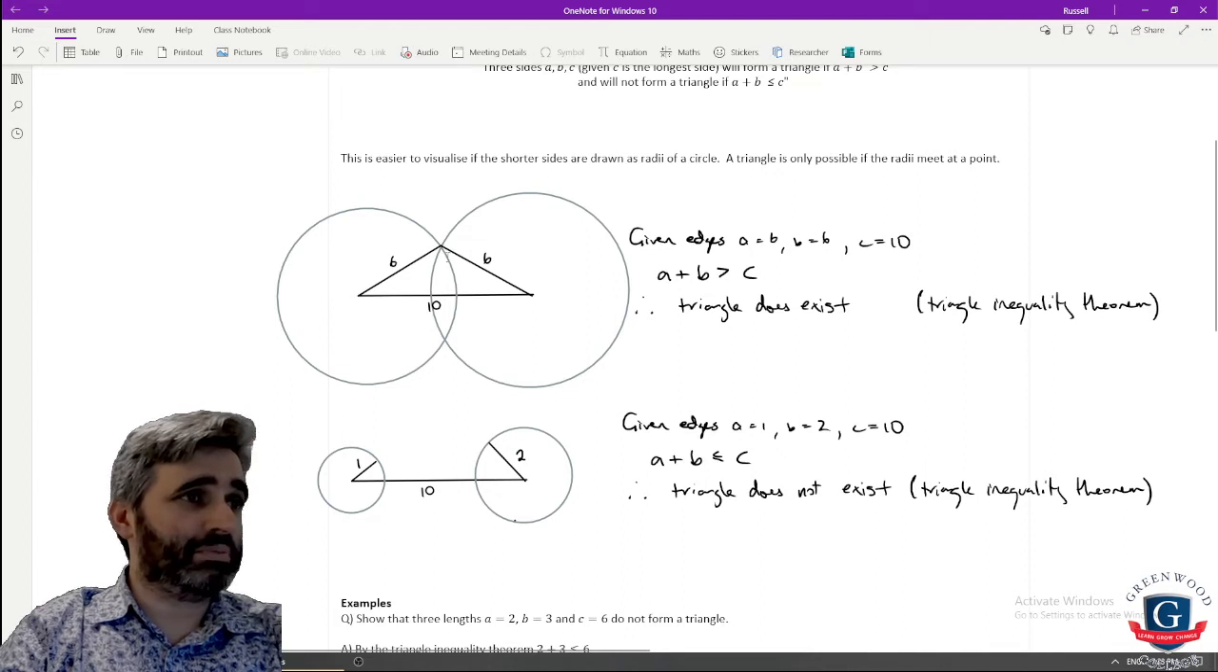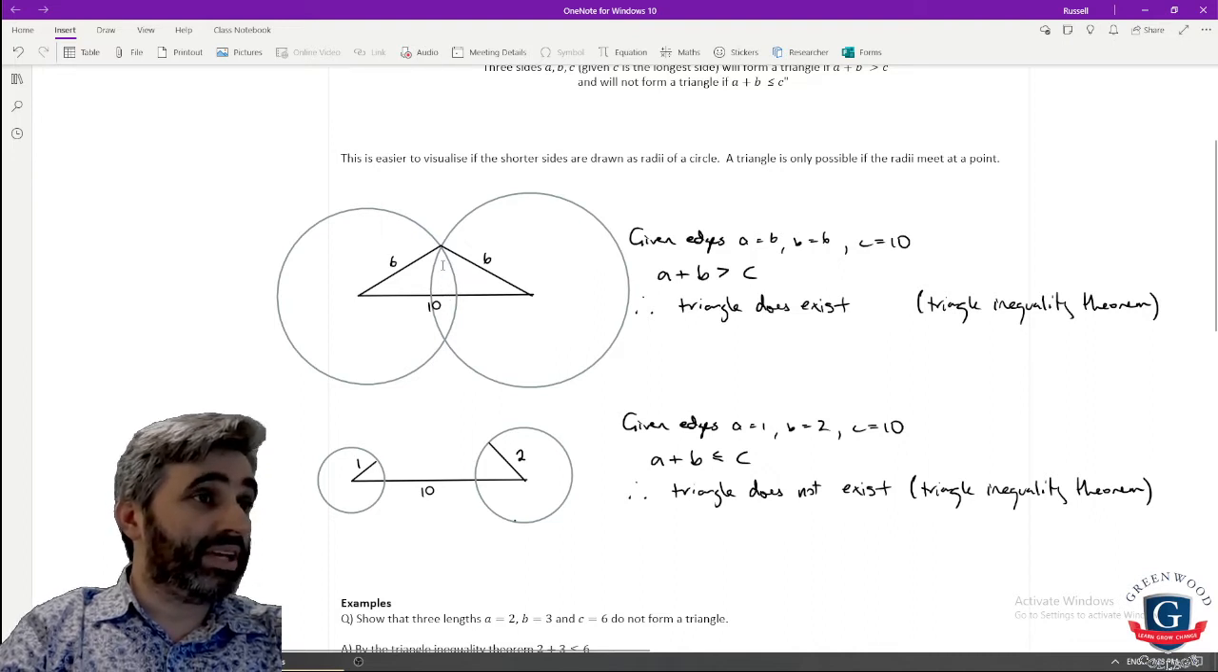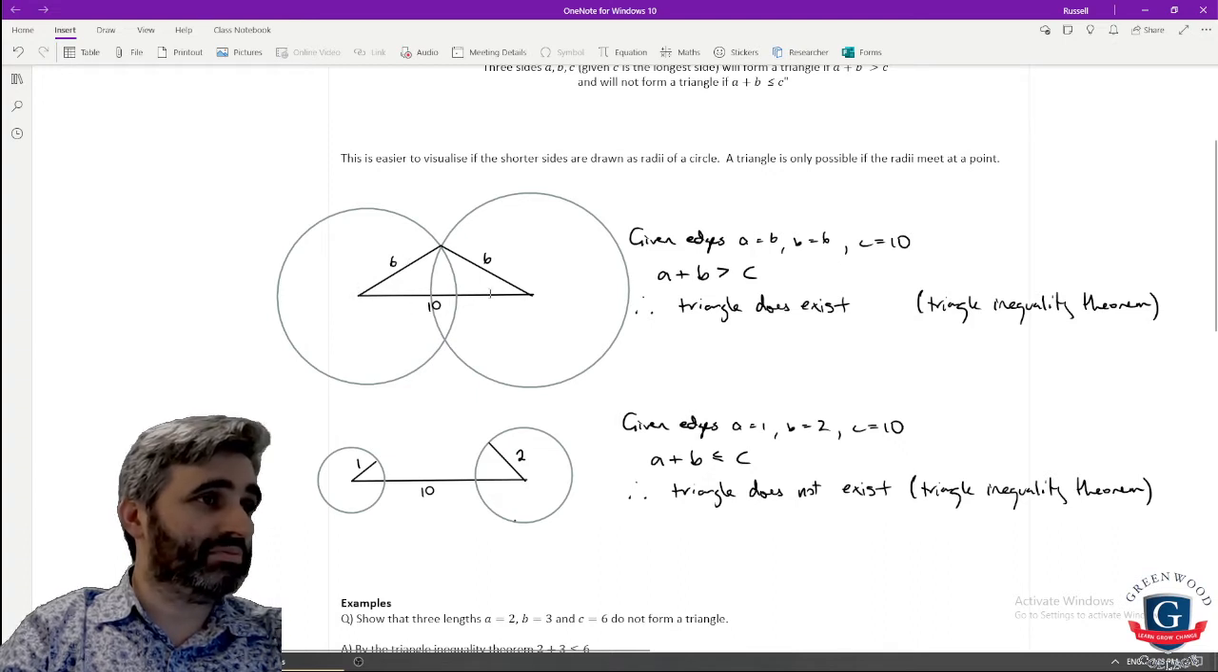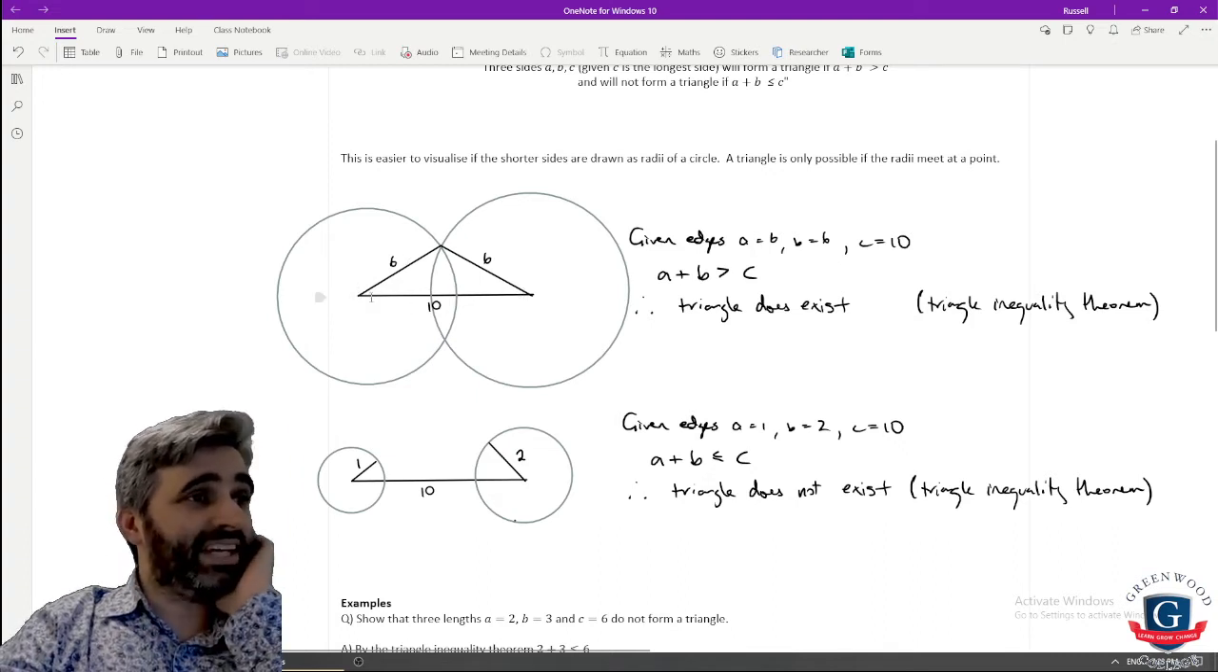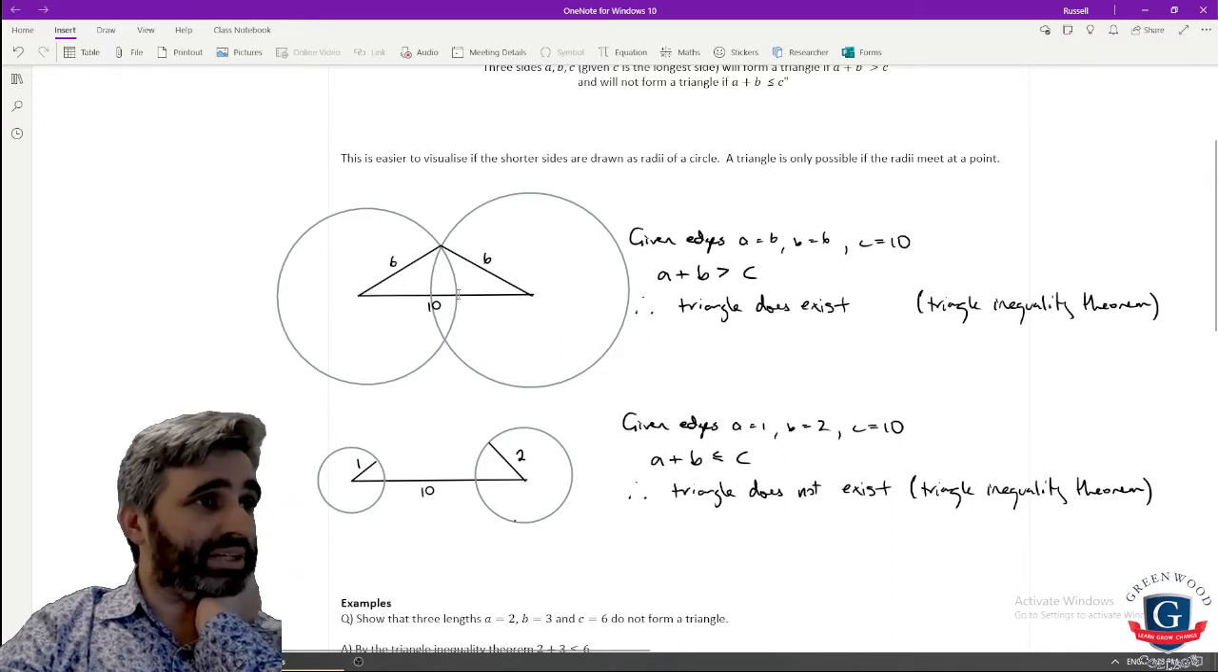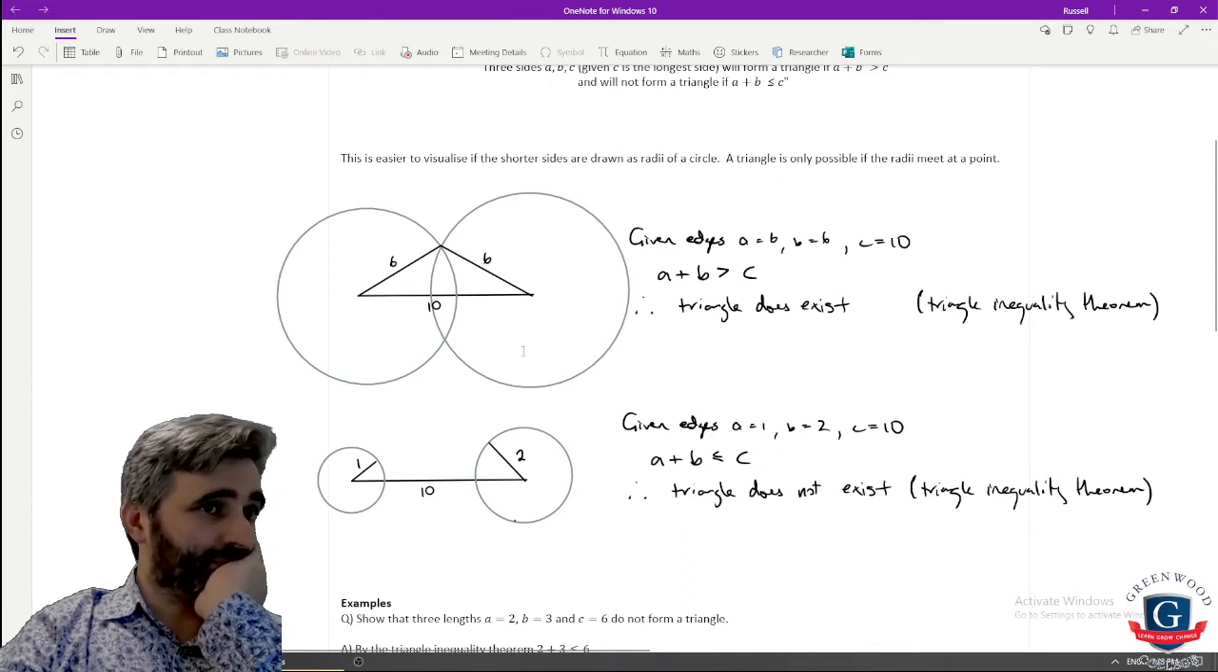So if we look at the problem, given edges A equals 6 and B equals 6 and C equals 10, the longest edge. If A plus B is greater than C, so if these are any bigger than 5 each, then they will form a triangle. Or if they were uneven numbers, the sum of them would add up to 10. Now if it's 10, that doesn't form a triangle, it just forms a straight line, but anything bigger than 10 will indeed form a triangle.